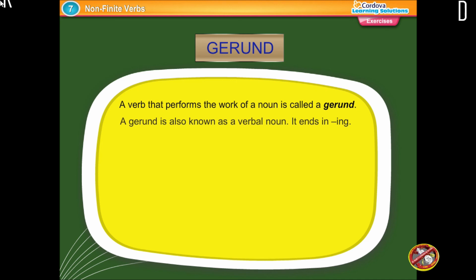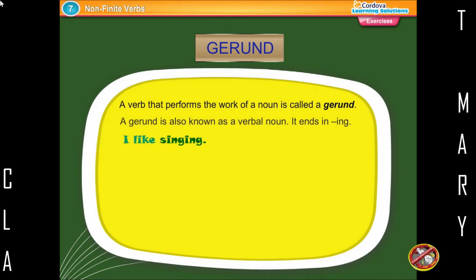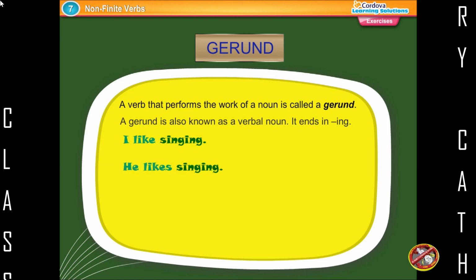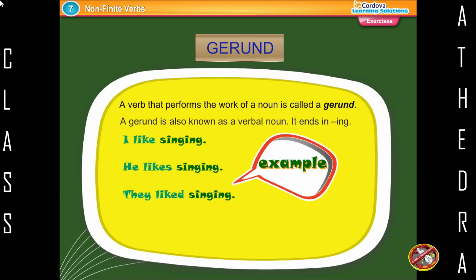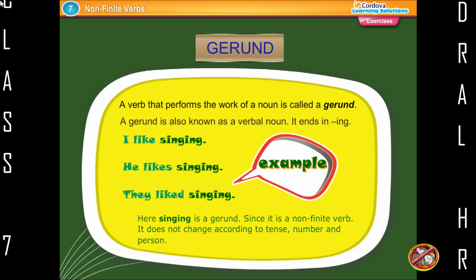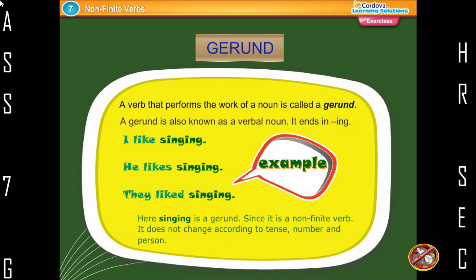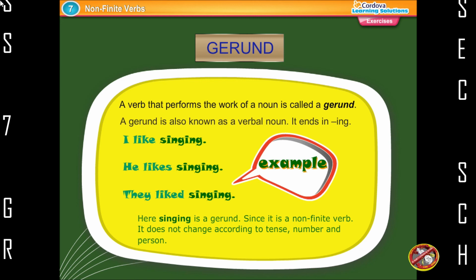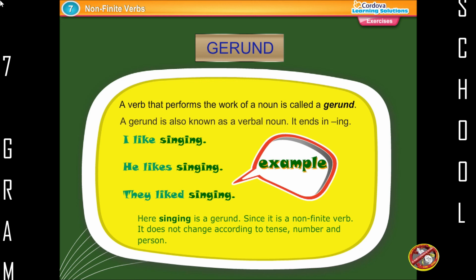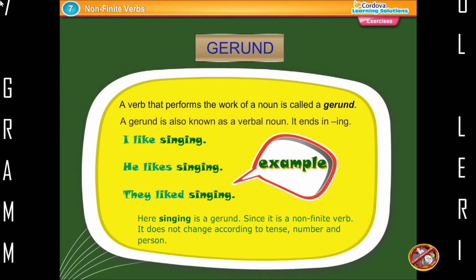It ends in ing. Read the examples given below. I like singing. He likes singing. They liked singing. Here, singing is a gerund. Since it is a non-finite verb, it does not change according to tense, number, and person.